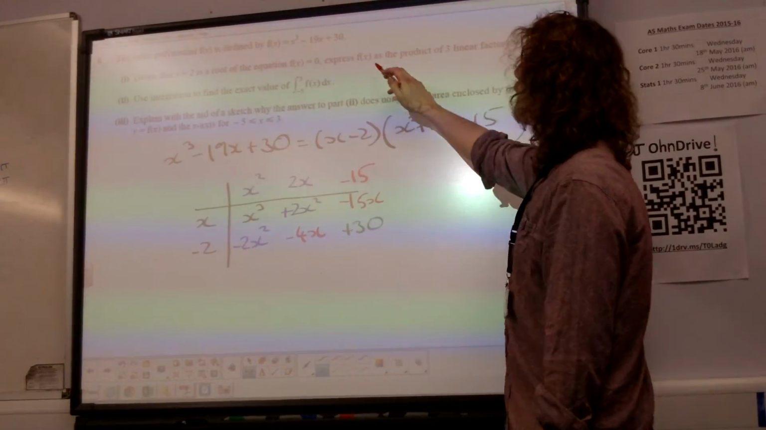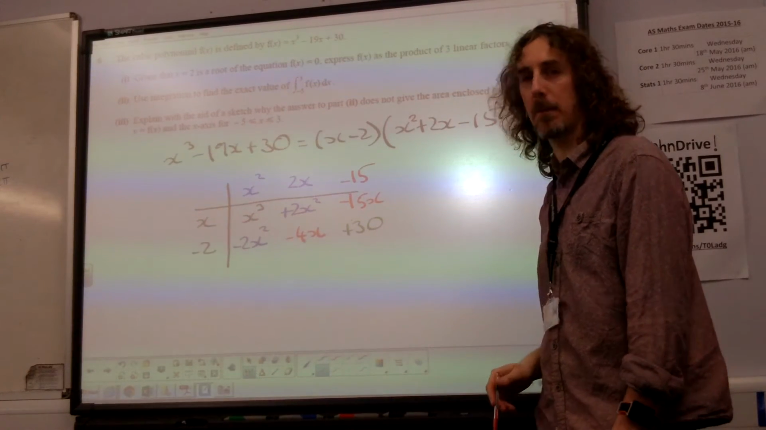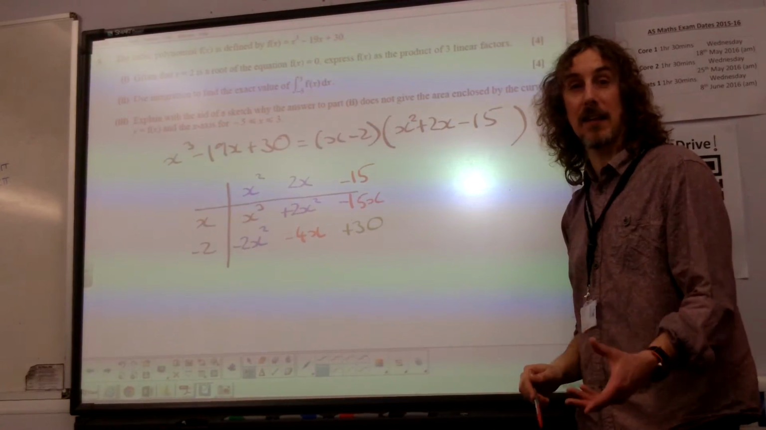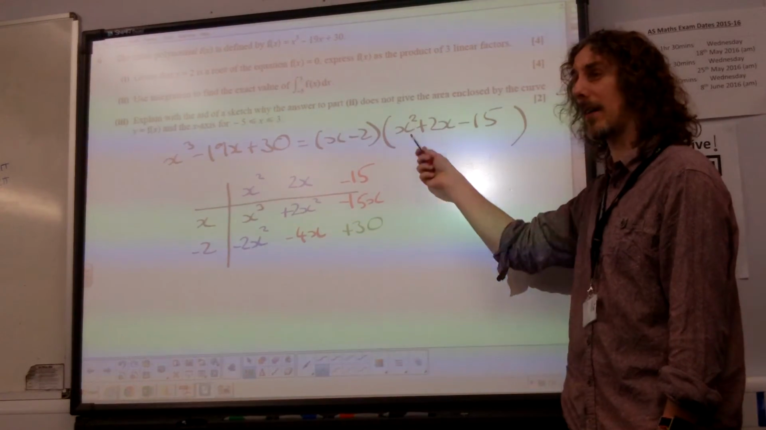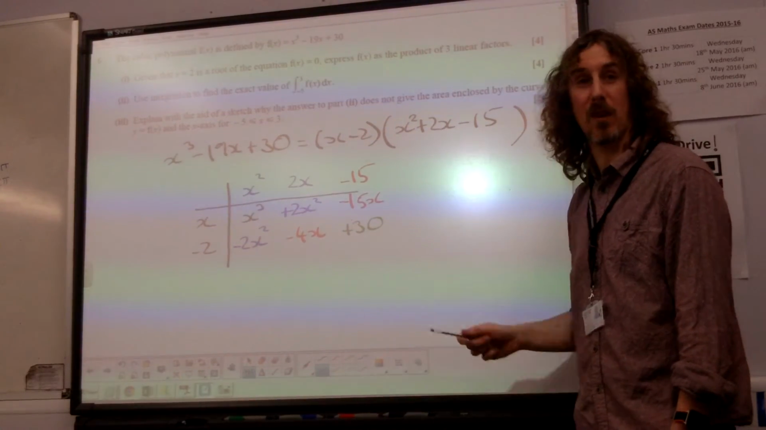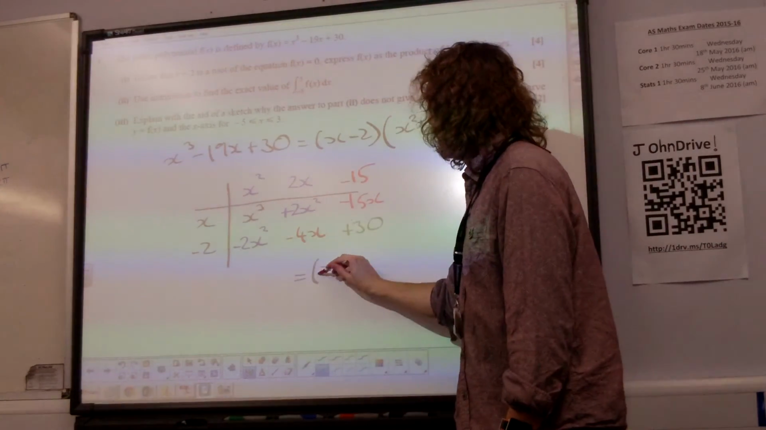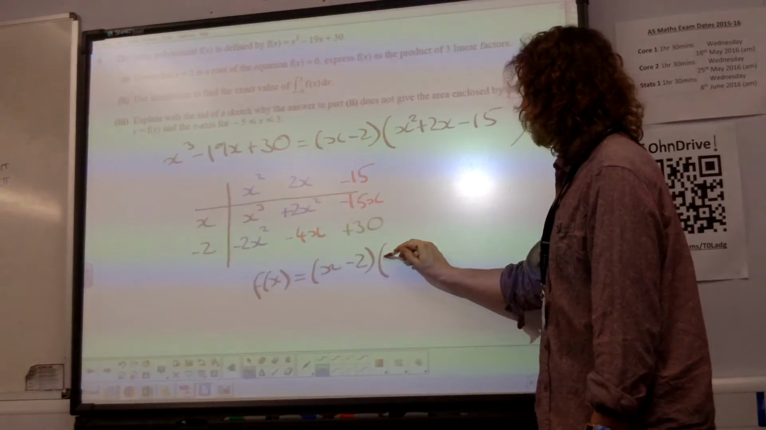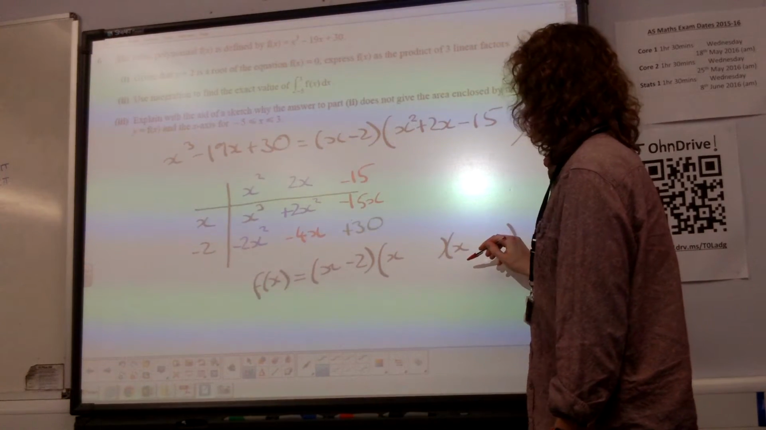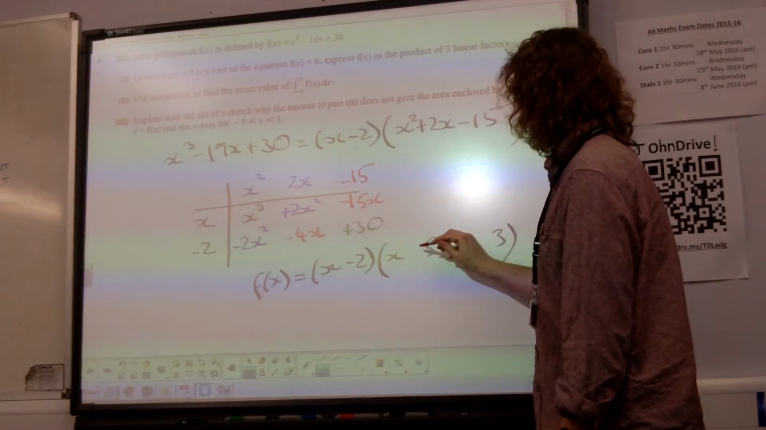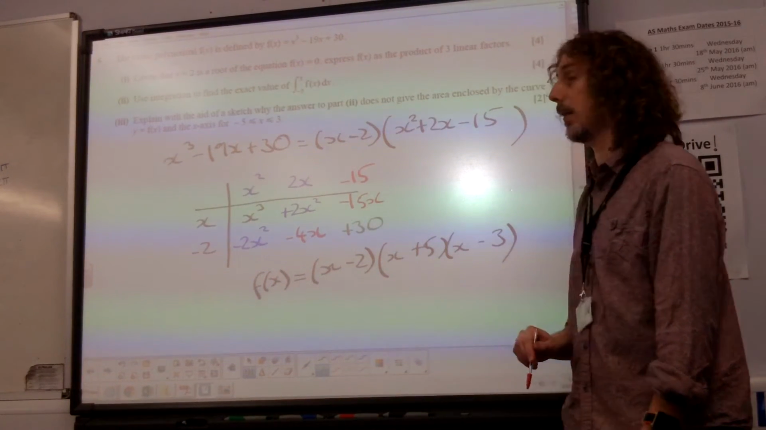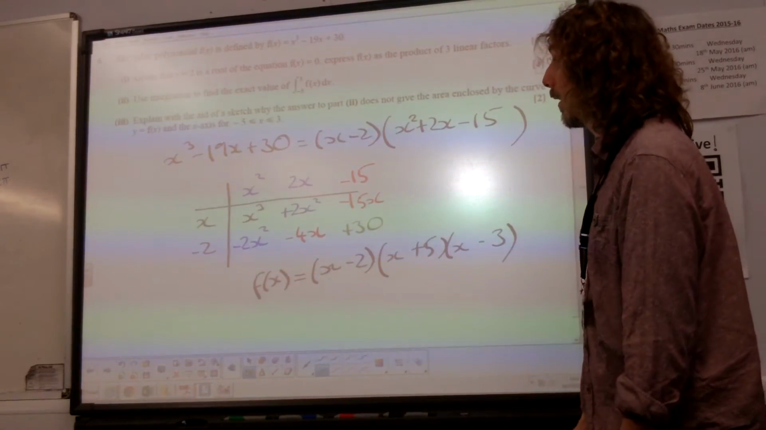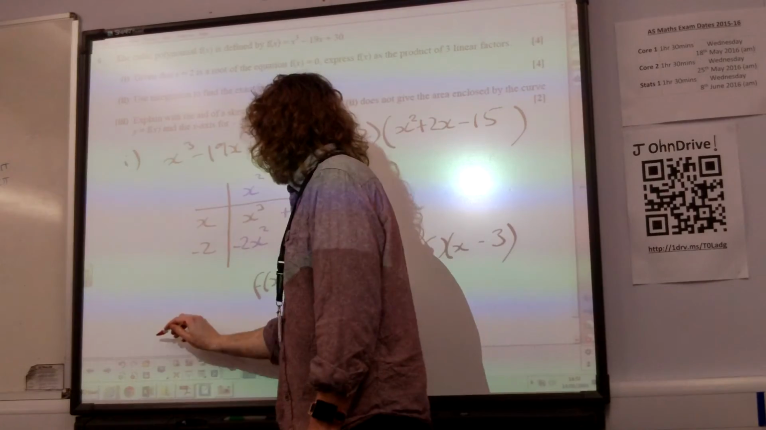The question said, express it as the product of 3 linear factors. At this point, we've got 3 out of 4 marks. Because it said 3 linear factors, we know that this has got to factorise, and it's a fairly simple quadratic. So our final thing to do is to say that f of x is x minus 2 times, it must be x and x, it must be 5 and 3, it must be a plus 5 and a minus 3. That would work, wouldn't it? So that gives us our fully factorised cubic. 4 marks.